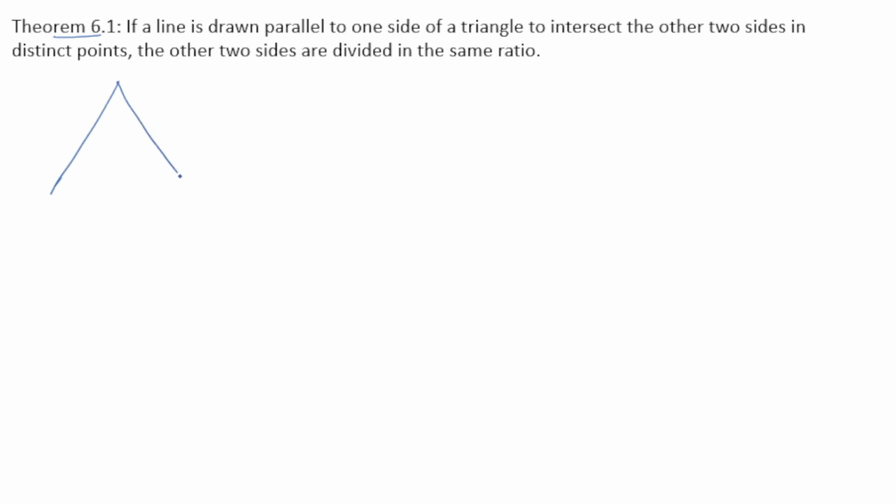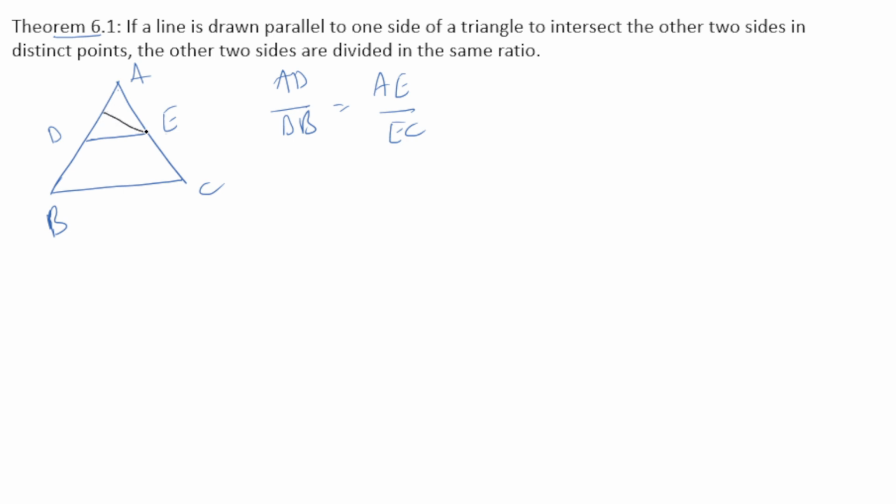See here, we will take a triangle ABC. If a line is drawn parallel to one side of the triangle, we will draw a line DE parallel to BC, intersecting the other two sides. So here DE is intersecting AB and AC at D and E respectively. So the other two sides, AB and AC, are divided in the same ratio. That means AD divided by DB is equal to AE divided by EC. You should definitely learn the proof of this theorem. Now we will see how to prove this theorem.